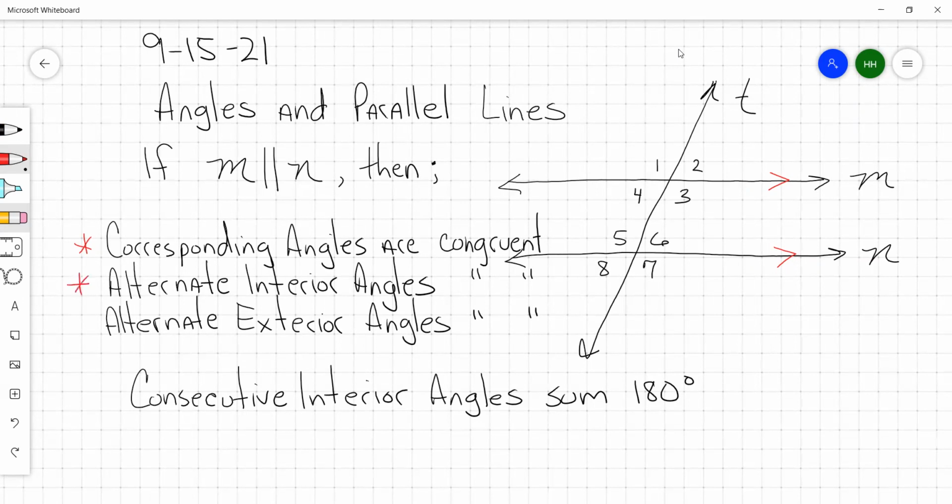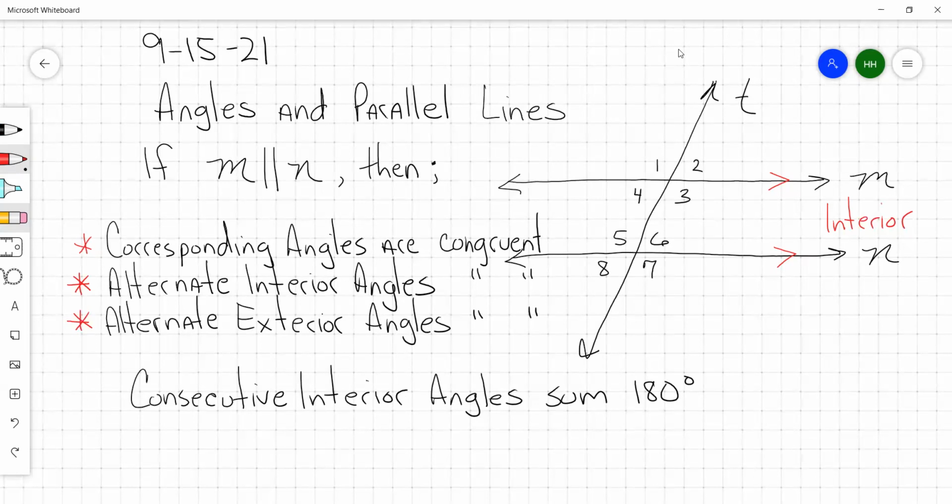Alternate interior angles, they're congruent. So what angle is congruent to angle 3? Alternate interior, that's 3 and 5. Alternate sides of the transversal in the interior. Remember, this is the interior. You don't have to write it. You already wrote it yesterday. What's another pair of alternate interior angles that are congruent? 4 and 6. Very good.